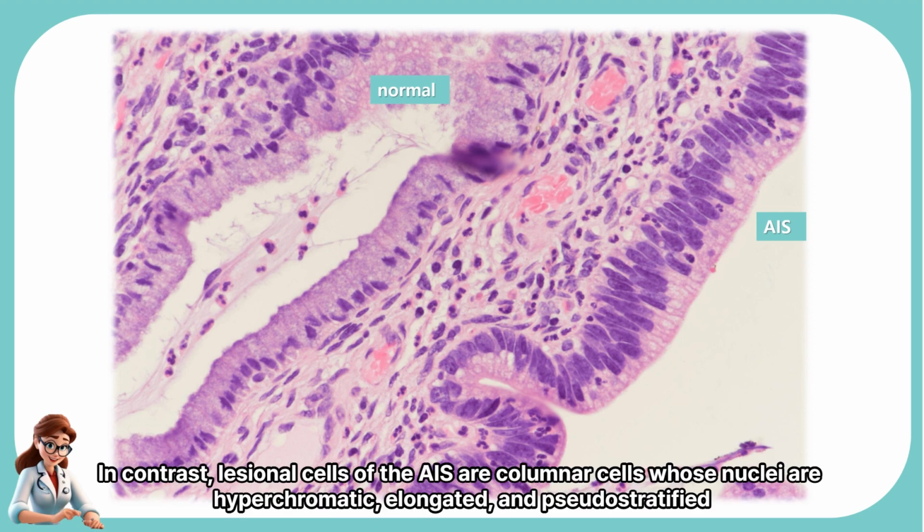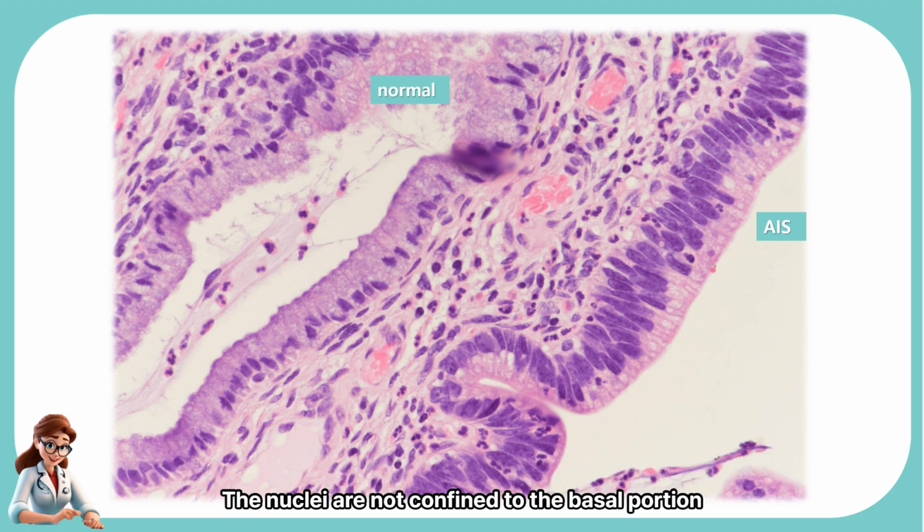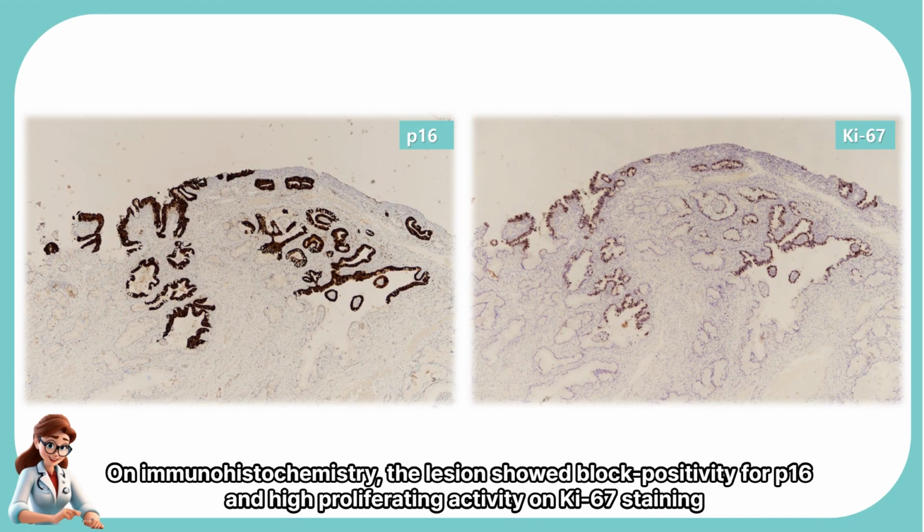In contrast, lesional cells of the AIS are columnar cells whose nuclei are hyperchromatic, elongated, and pseudostratified. The nuclei are not confined to the basal portion. It looks like they are crawling up to the surface. On immunohistochemistry, the lesion showed block positivity for P16, and high proliferating activity on Ki-67 staining.